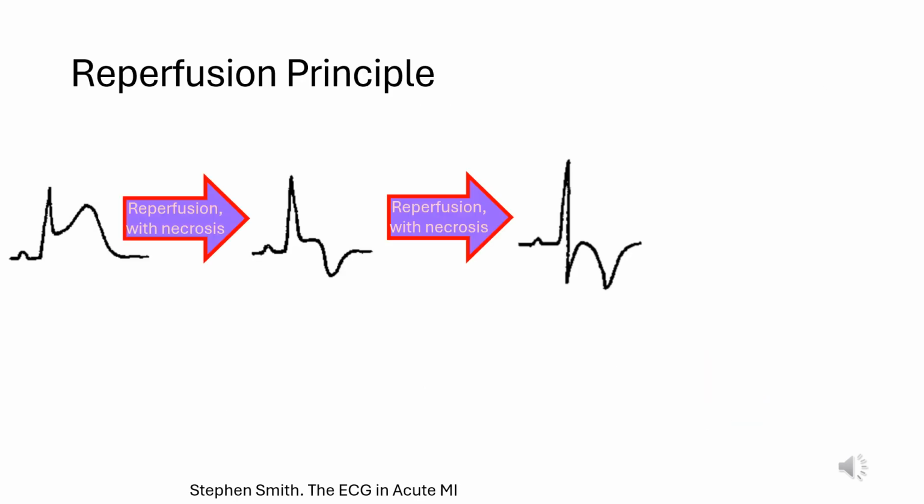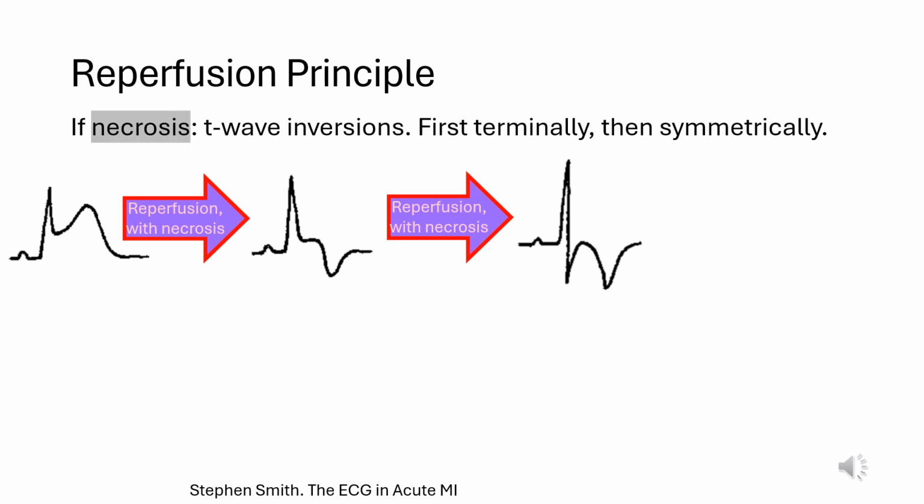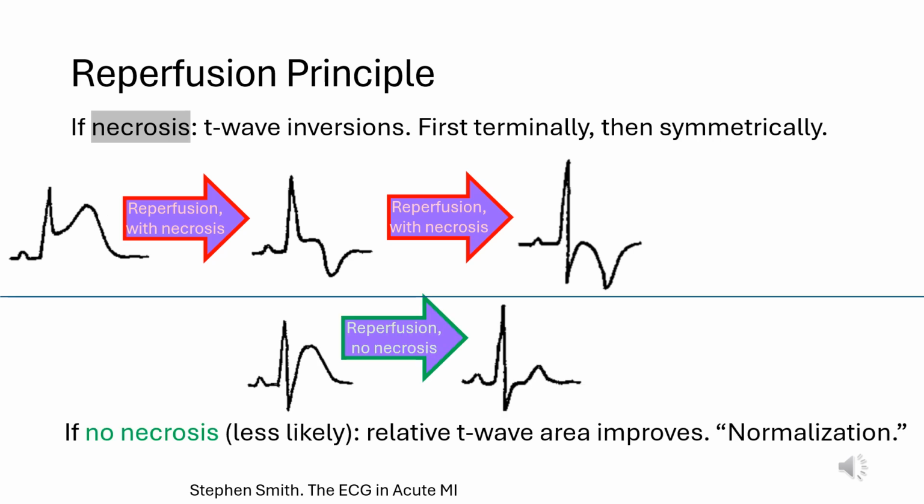This leads to our reperfusion principle. If necrosis, then T wave inversions form. First terminally towards the end of the T wave, then symmetrically. If no necrosis, which is less likely, the relative T wave area will improve. This is called normalization.